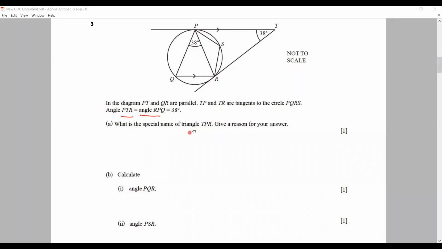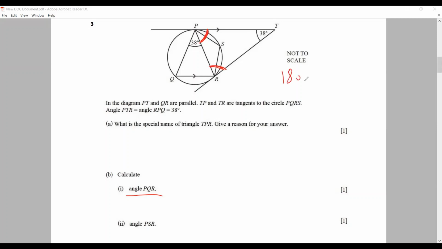What is the special name of the triangle TPR? This is an isosceles triangle. Why? Because according to the tangent theorem, this has the same length as this RT. So RT is equal to PT. Therefore, this is an isosceles triangle, which only carries 1 mark. And now we have to calculate the angle PQR. What I'm going to do is, since this triangle, TPR, is isosceles, I can find these two angles, right? They have the same value.